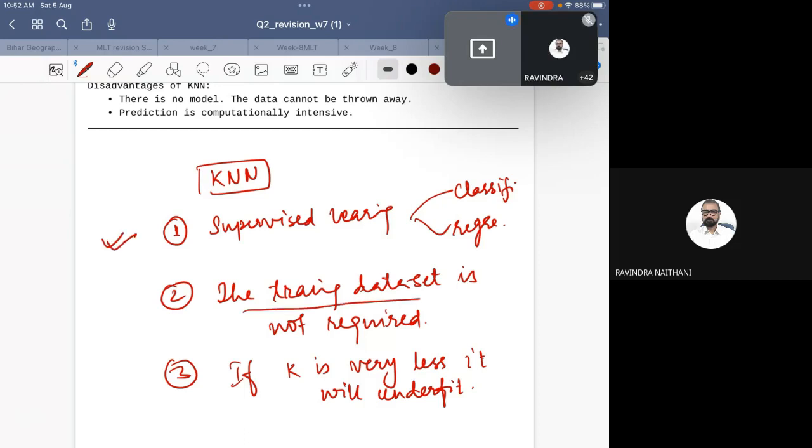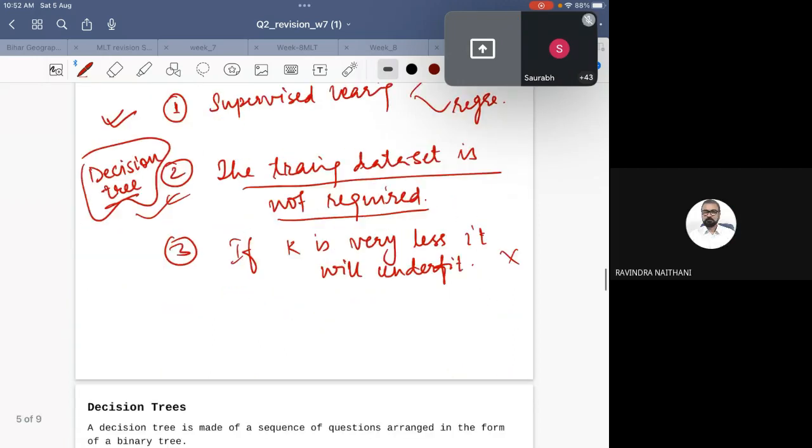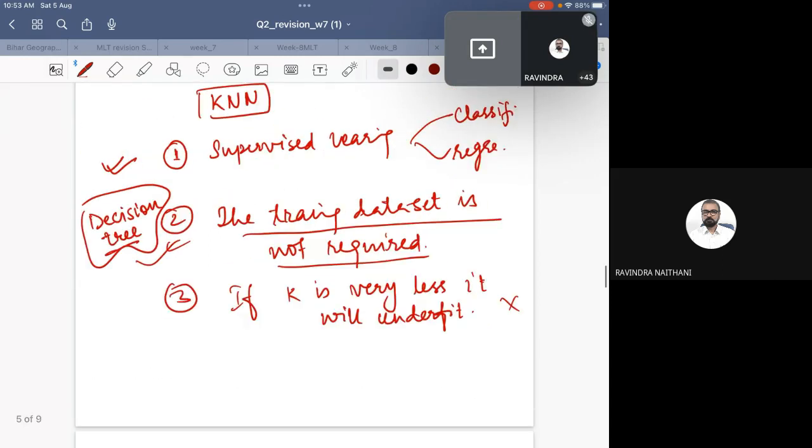The second one, the training data set is not required. False. And is this true for the decision tree? No, for the decision tree we don't require the training set. Yeah, so if this was asked for the decision tree, you would have said yes. And if K is very less, it's underfit. So it's no. But in a decision tree, if you don't have a data set, then how will it develop the model? After training it is not required, but at the initial point you need the training. Yeah, I was just saying that training is not required after learning the model, because in KNN you are not learning anything, right?